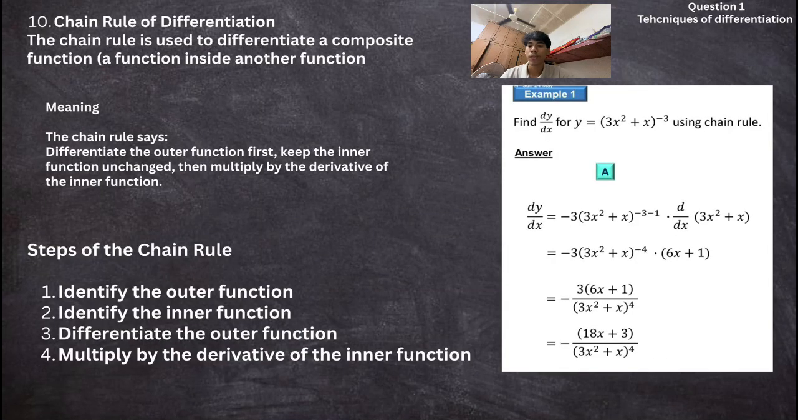Lastly, the chain rule of differentiation. The chain rule is used to differentiate a composite function, a function inside another function. The chain rule says differentiate the outer function first, keep the inner function unchanged, then multiply by the derivative of the inner function. Steps of the chain rule.